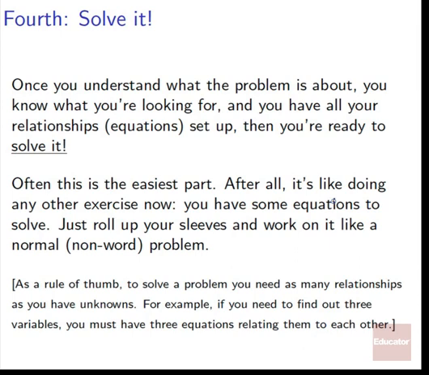It sort of had this framing of how we get to those equations, how we get to doing the exercise. So you have some equations to solve. Roll up your sleeves and work on it like a normal non-word problem.